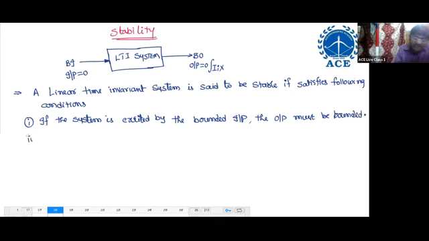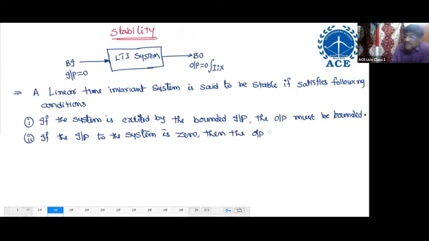Second, if the input to the system is 0, then the output must be 0. So if both conditions are satisfied, then I can say that the given system is stable.